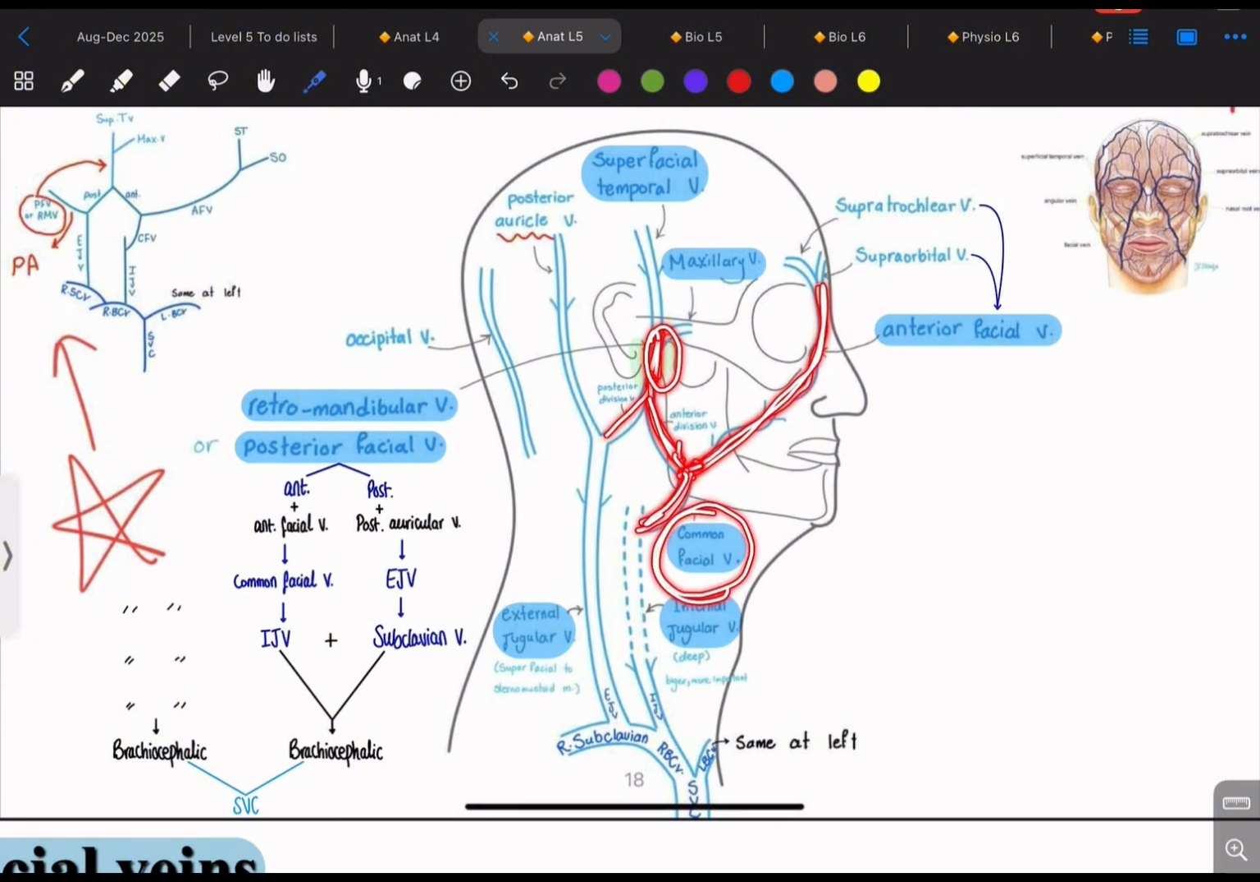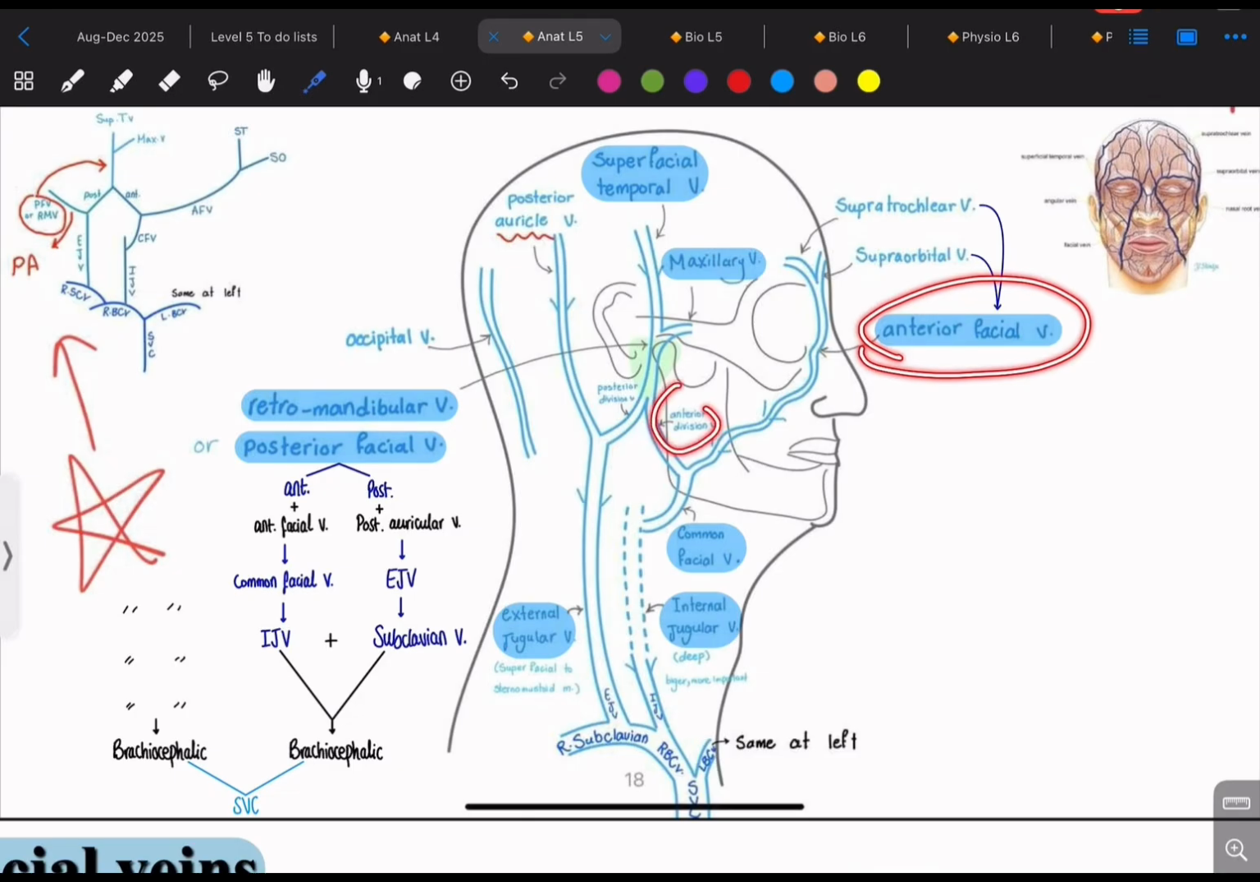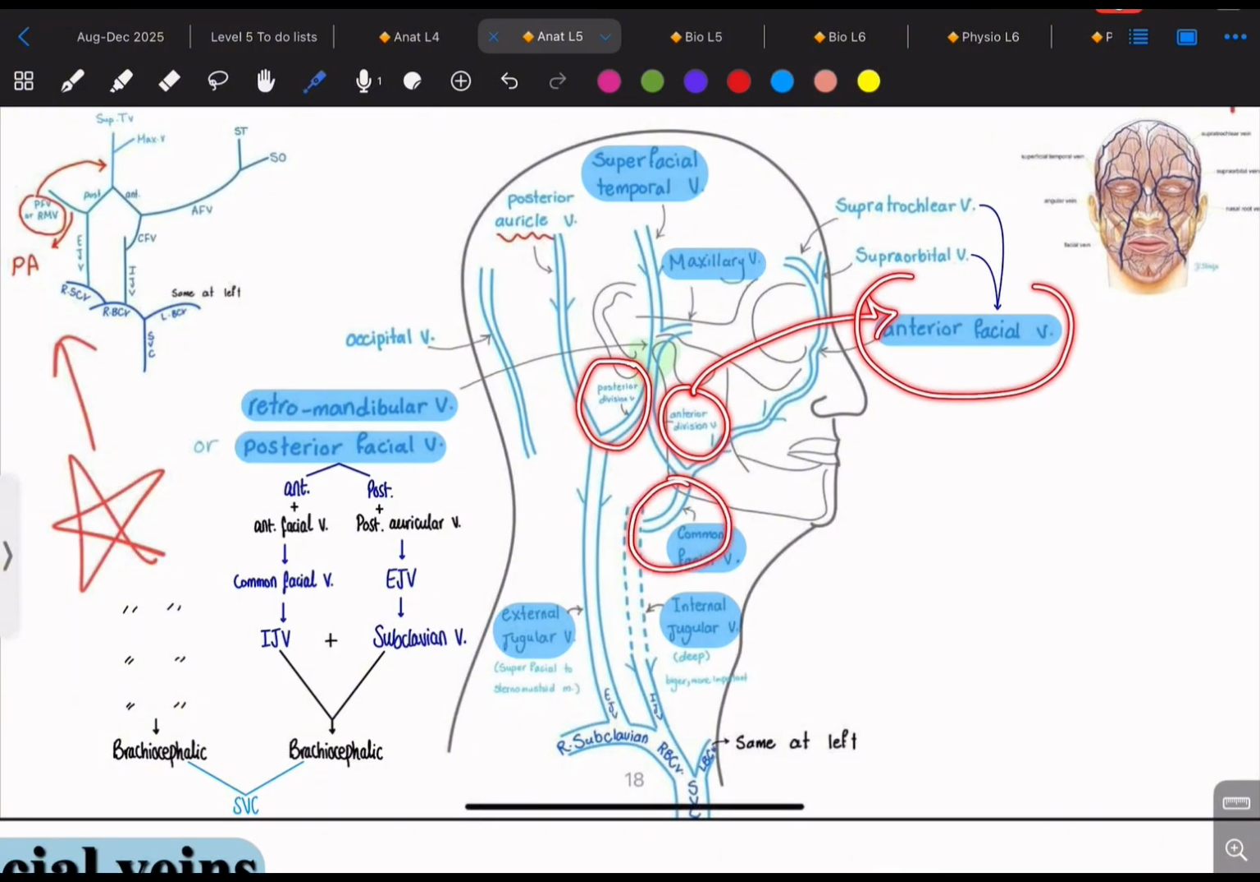Okay, for the common facial vein, how is it formed? It's formed when the two veins, the anterior facial vein and the anterior division of the posterior facial vein, merge together. When these two merge together, they give us the common facial vein. Okay, what about the posterior division? We said the anterior division merges with the anterior facial vein and gives us the common facial vein. What about the posterior division of the posterior facial vein?